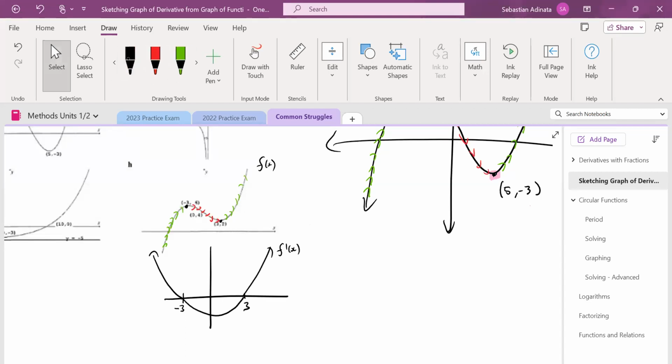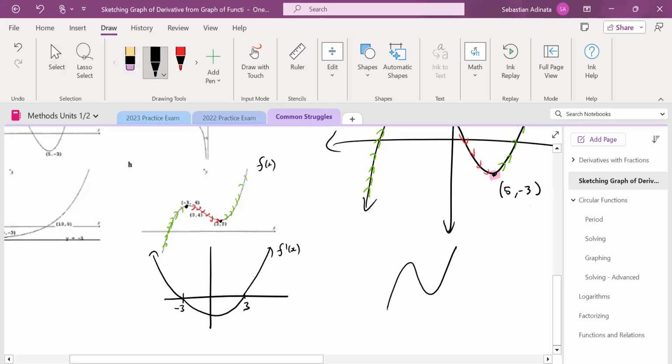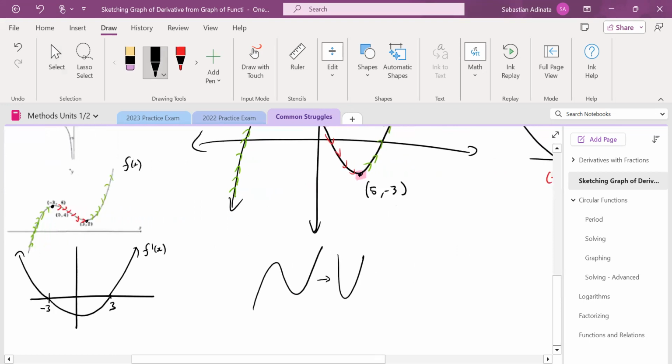Now, the shape is easy to assume. Basically, if you imagine a cubic, the derivative of a cubic will be a parabola. The derivative of a parabola is a straight line, and the derivative of a straight line is another horizontal straight line.